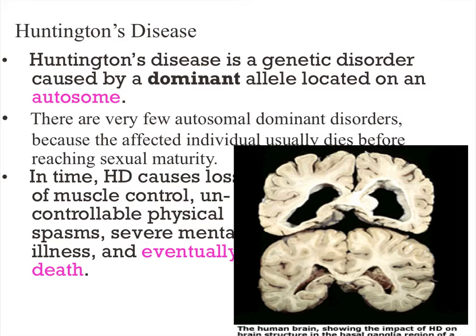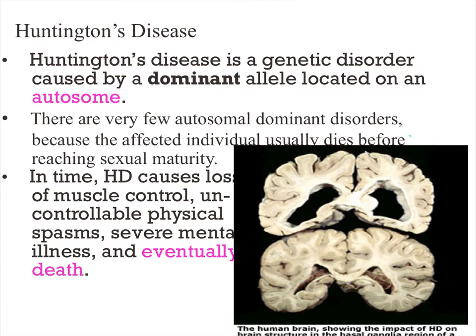Huntington's disease is the next genetic disease we're going to talk about. Huntington's disease is a little bit different than some of the other ones because it is a dominant genetic disease. We don't have very many dominant genetic diseases, but this one is autosomal and dominant. So again, these autosomal disorders are going to affect males and females equally.